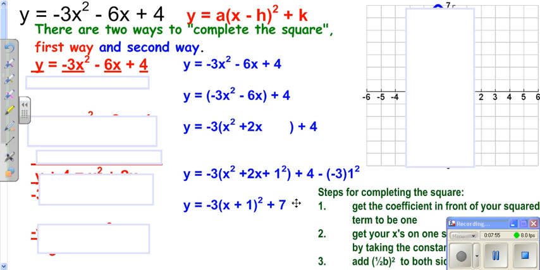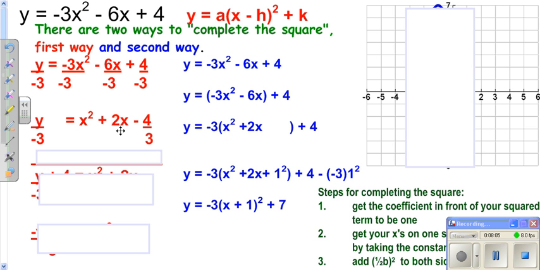That's doing it the blue way. If we do it the red way, you've got to get the coefficient in front of your squared term to be 1. So divide everything by negative 3. Then you've got to get the x's by themselves. So you'd have to go ahead and add a 4/3 to both sides.